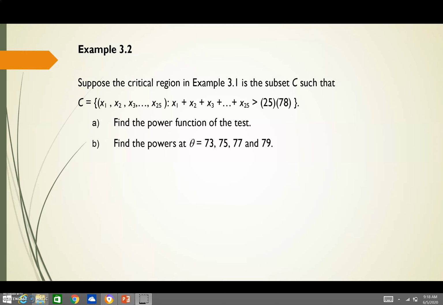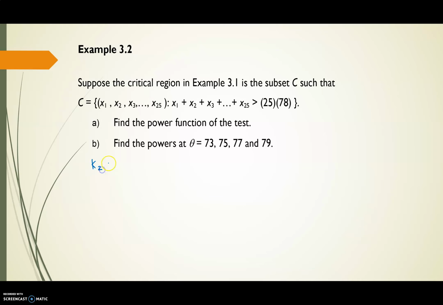We define our K of theta as the probability of our rejection region. If we repeat the same approach, we will have the probability that X bar is greater than 78. So our critical region is summation Xi over 25 greater than 78. We reject H0 when X bar is greater than 78. Otherwise, if X bar is less than or equal to 78, we accept our null hypothesis. So the power function of the test is defined as the probability that X bar is greater than 78.